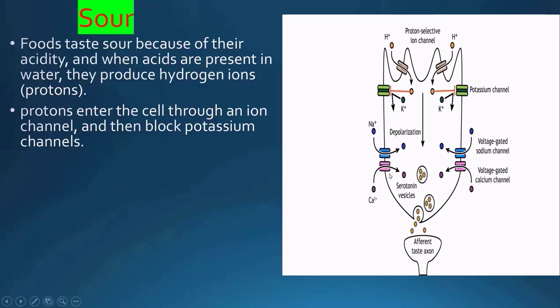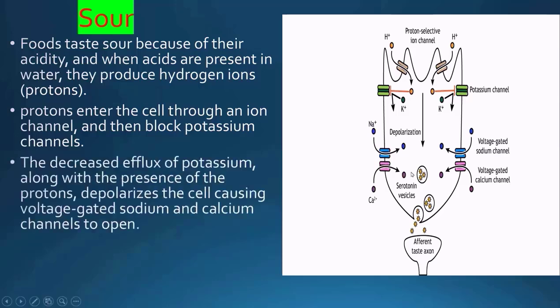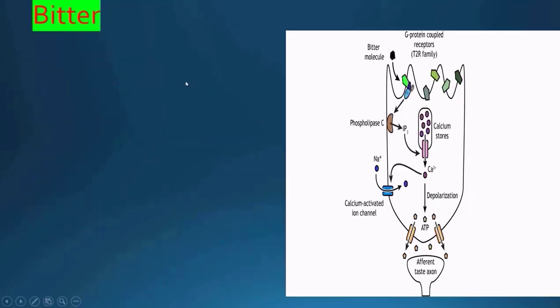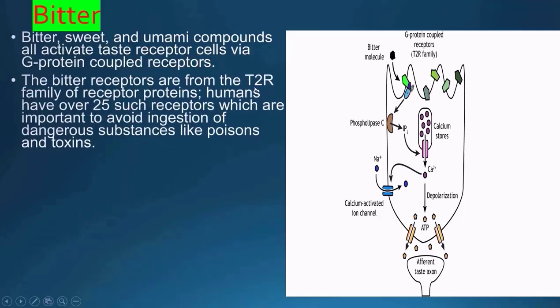This hydrogen or proton causes the sodium and calcium channels to open, and there is influx of calcium and sodium inside the chemoreceptor cell, and the calcium acts with the vesicles which release their neurotransmitter, and in this way the signals are sent to the higher centers, like salt taste transduction. Bitter, sweet and yummy compounds all activate taste receptor cells via G protein-coupled receptors.